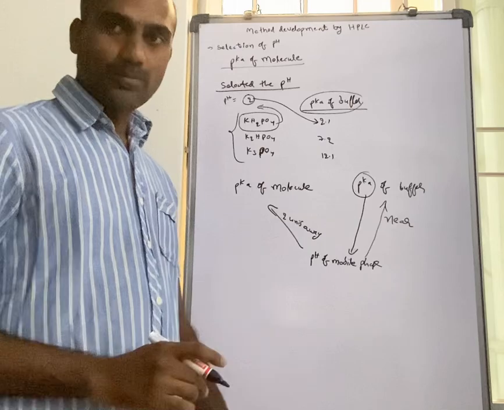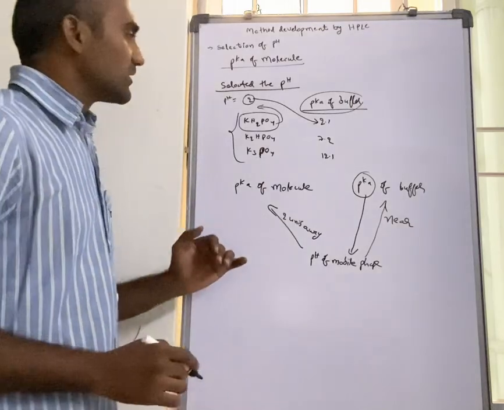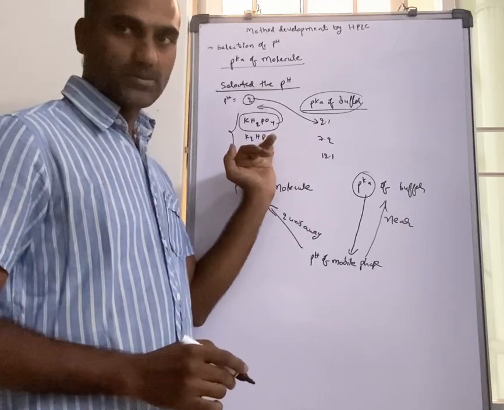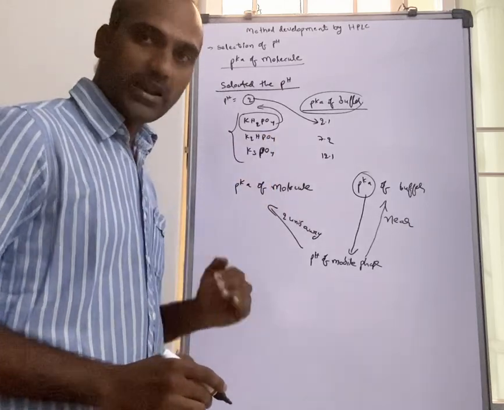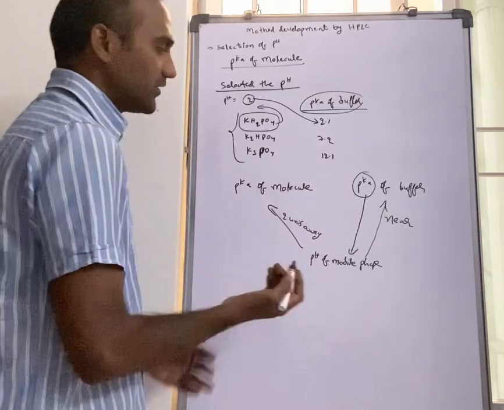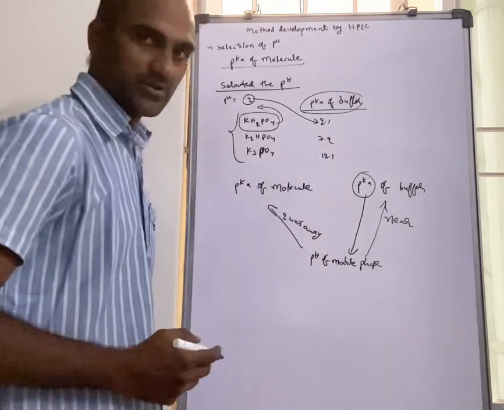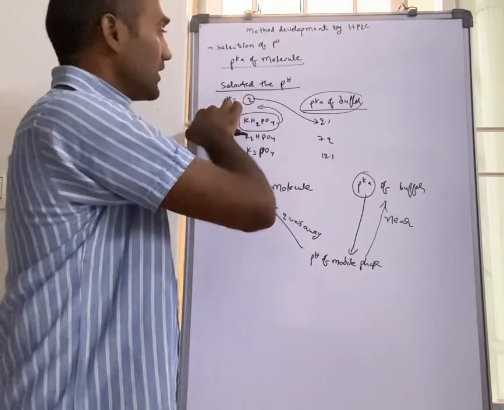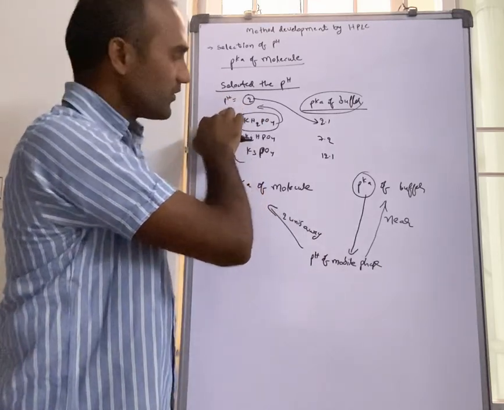If our selected pH is around 7, then we have to select dibasic potassium phosphate. If our selected pH is around 11 to 13, then we have to select tribasic potassium phosphate. So based on the selected pH of the mobile phase, we have to select the buffer.